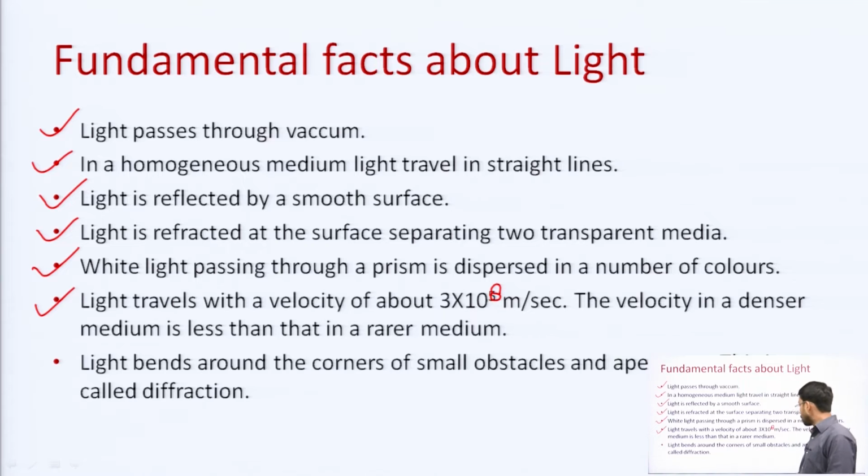Light bends around the corners of small obstacles and apertures. This is called diffraction. So, light also undergoes diffraction. It bends round the sharp corners.